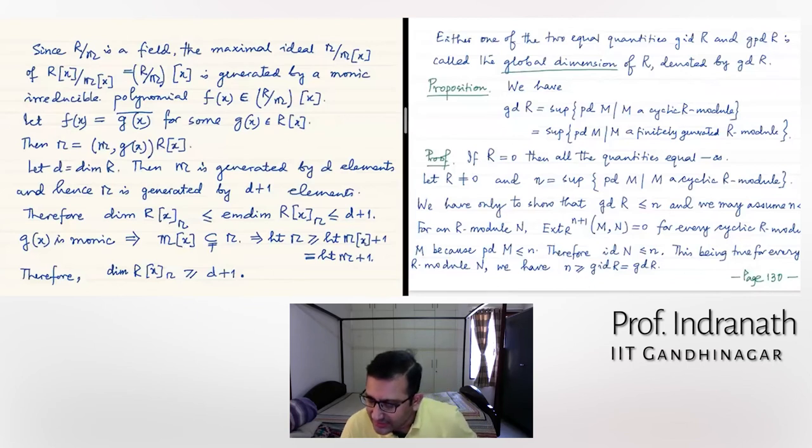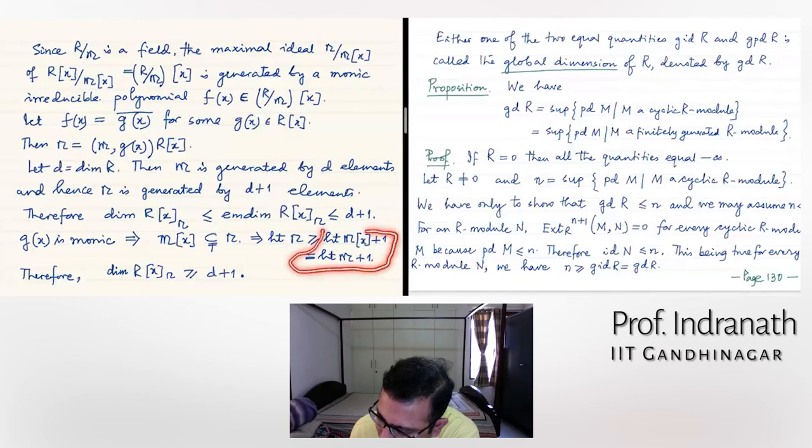So if that is done, then I have this: here you showed that your dimension was less than or equal to d plus 1. And here you are showing that this is greater than or equal to d plus 1 because of this, right? And that shows the equality. But my question is, why is this true?